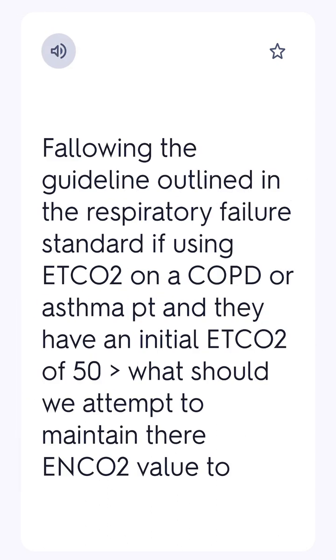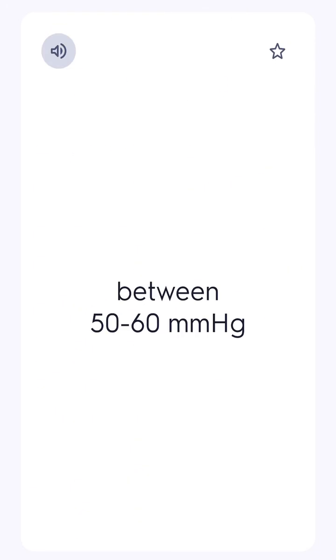Following the guideline outlined in the respiratory failure standard, if using ETCO2 on a COPD or asthma pt, and they have an initial ETCO2 of 50 or greater, what should we attempt to maintain their ETCO2 value to? Between 50 to 60 mmHg.